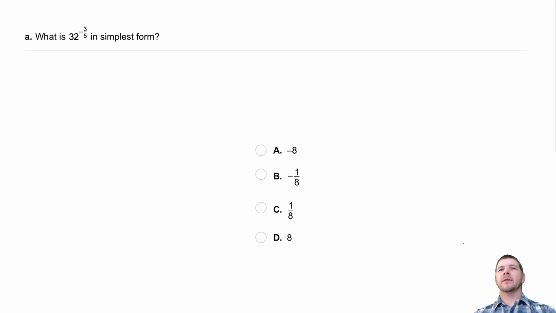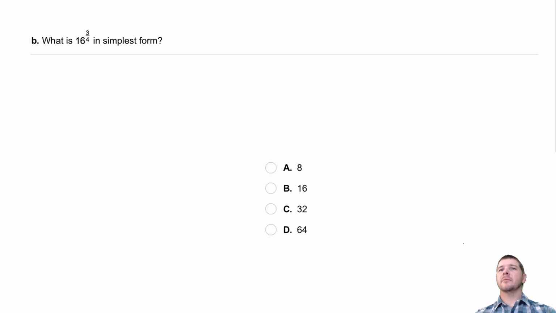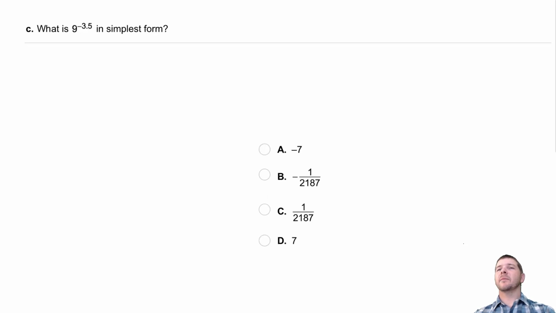Your turn, part A. What is 32 to the negative 3/5 power in simplest form? Part B. What is 16 to the 3/4 power in simplest form? Part C. What is 9 to the negative 3.5 power in simplest form?